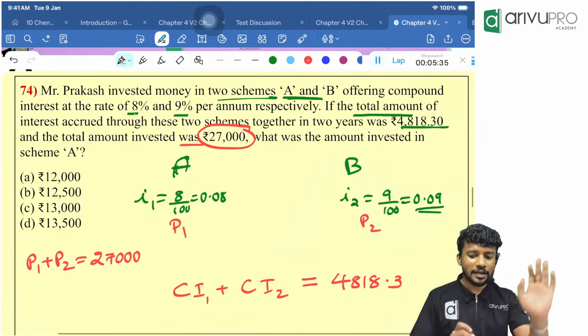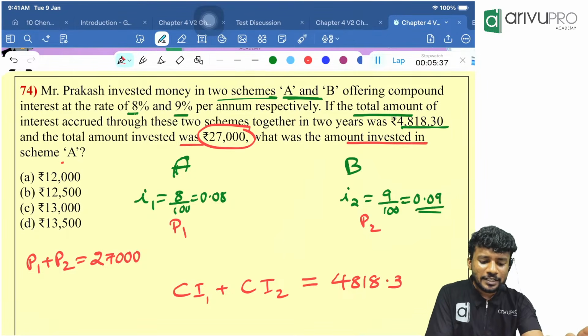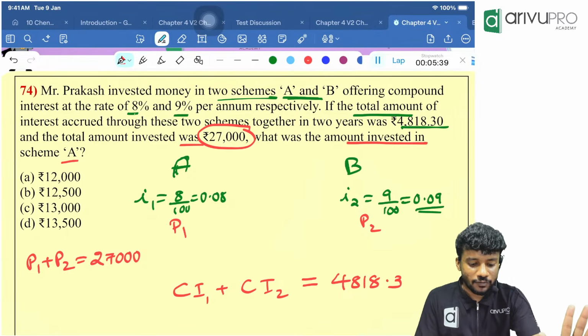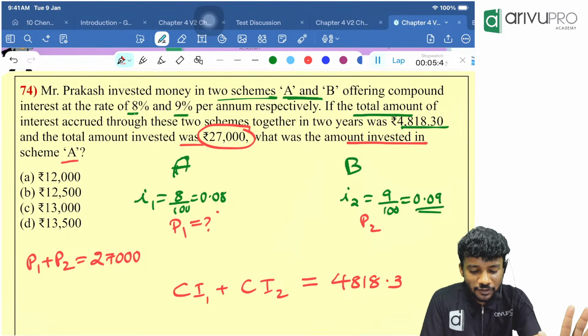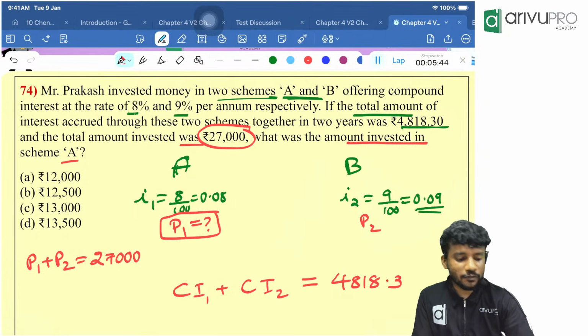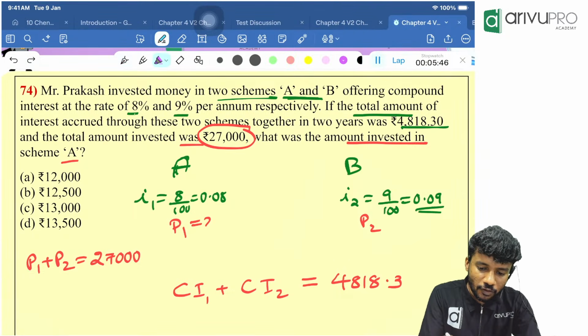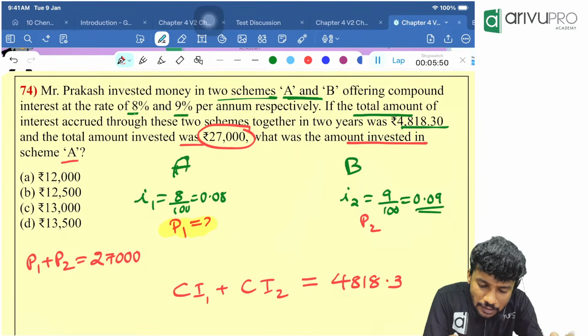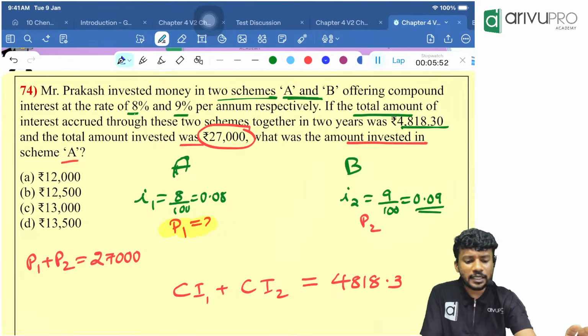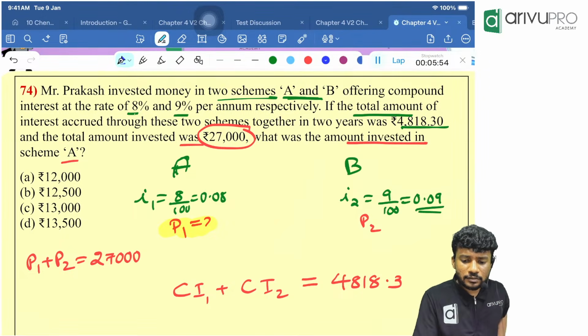Now, again, the question is what is the amount invested in scheme A. We need to find the value of P1. That is the question they are asking over here. I want to find the value of my P1. Then, people, what all things are given? What is the time period here?